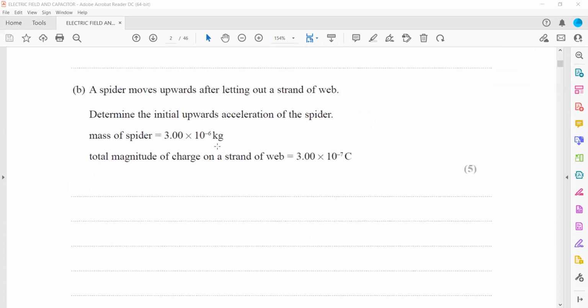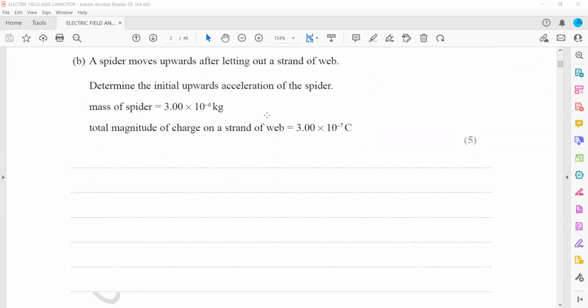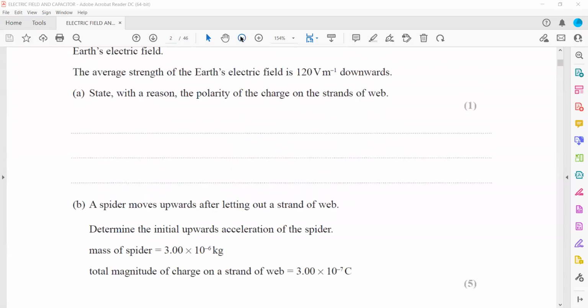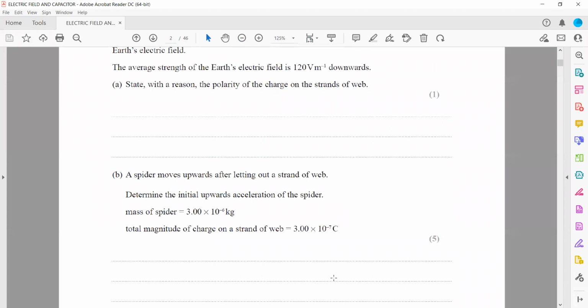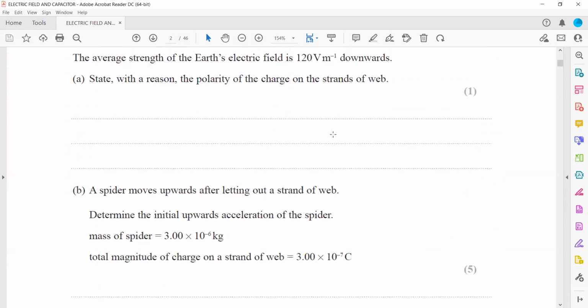In part B, the spider moves upward after letting out a strand of web. Determine the initial upward acceleration of the spider. The mass of the spider and the total charge on the strand of the web is 3 × 10^-7, and the strength of the electric field is also given, which is 120 volts per meter. So we have the electric field, the charge, and the mass, and we need the acceleration. First we will use the formula F = ma, so force divided by mass equals acceleration.